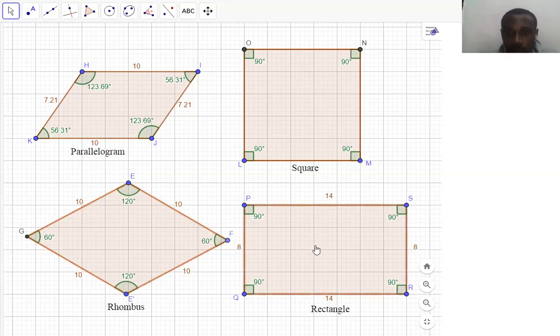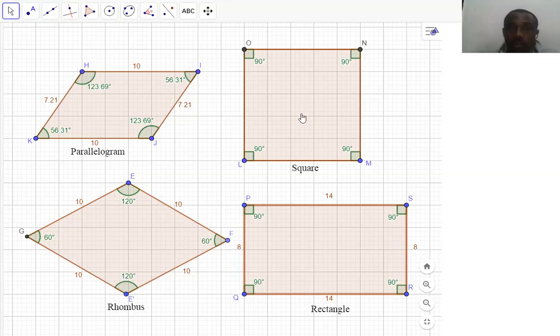A rectangle, we said, is a quadrilateral which has adjacent sides 90 degrees. It has all angles equal to 90 degrees. So you can see the rectangle, opposite sides are parallel also and equal to each other. Can you see, ES is 14, QR is 14, PQ is 8, and SR is 8 in length, while the angles are all 90 degrees.